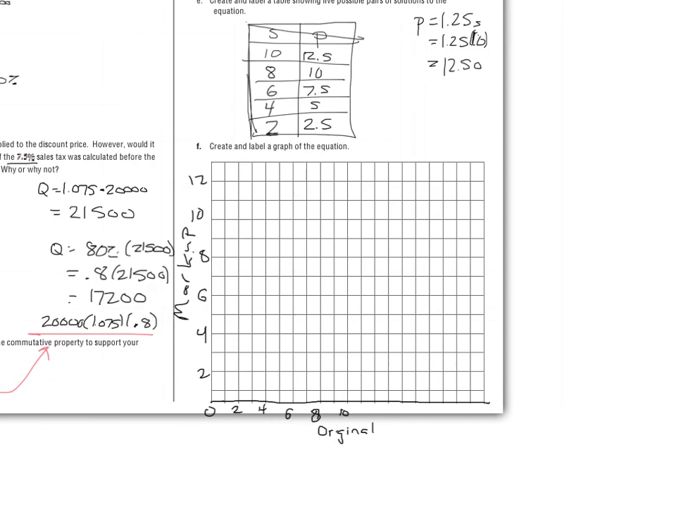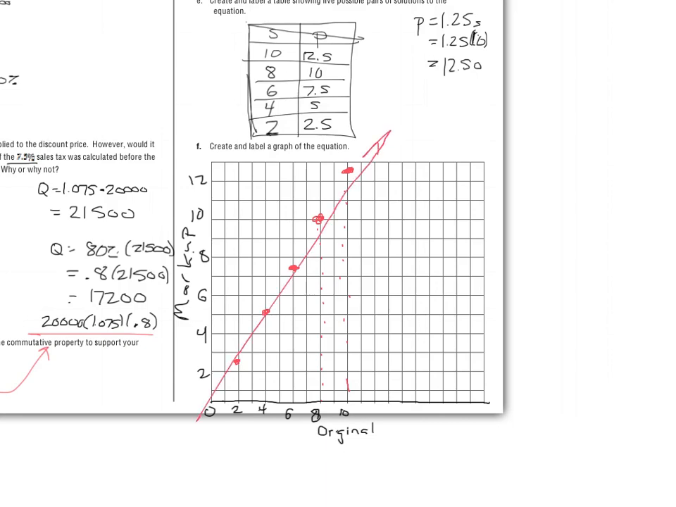First one is over 10 and up to 12.5. 12.5 is going to be right up here between the 12 and the 13. 8, 10. So 8 and then coming up to 10. 6 and 7.5, so between the 7 and 8. And 4, 5. That's over 4 up 5. And 2, 2.50. And we can see that we get a straight line here.